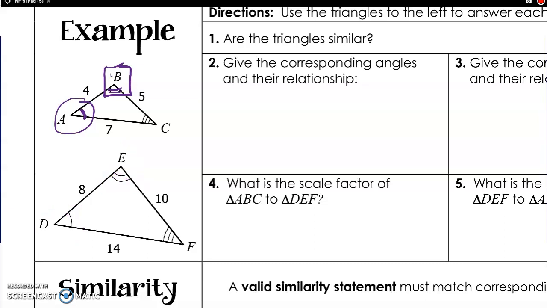The ones that are in the same location have the same measure, or they're equal. Now, the hard part is they're not always going to look like this where they match. Sometimes one of the triangles will be flipped over or turned around or things like that. So you have to look at those marks.